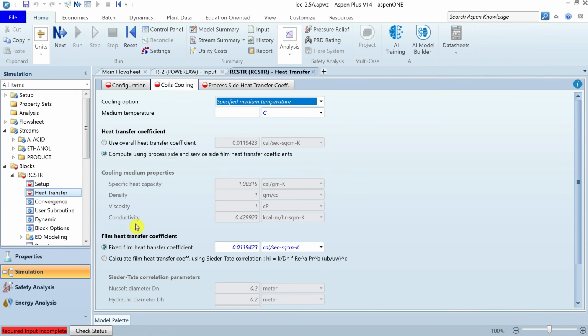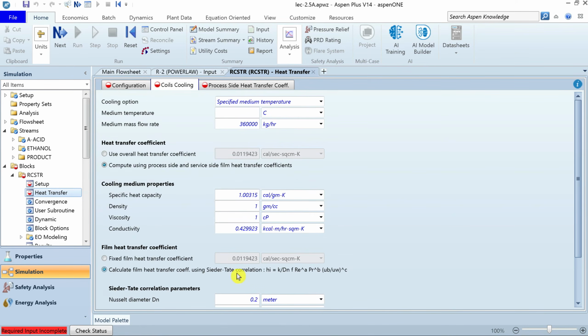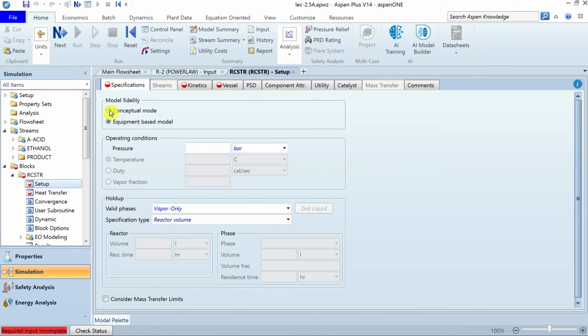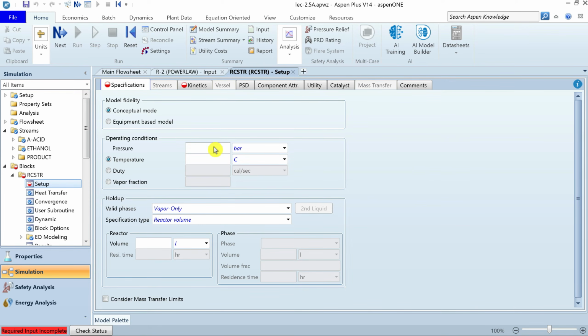For the service side, the same correlations can be used for the calculation of film heat transfer coefficient, where the properties of the heating and cooling utility can be given, as well as parameters for the calculation of dimensionless numbers. This gives extensive details for the calculation of heat transfer while using a rigorous or equipment based model of the CSTR. For the given case, we'll stick to the conceptual mode, since no details of the heat transfer calculations or the vessel geometry definition are required.